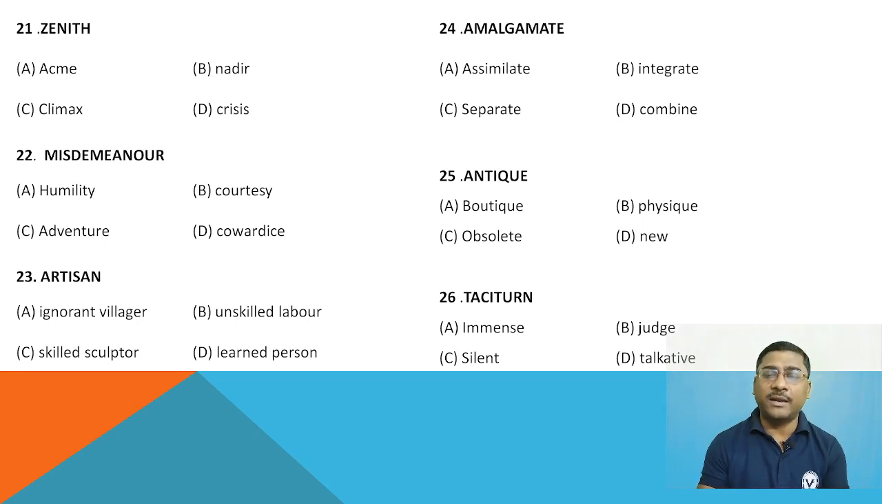Then antique. Antique means which is old, or which is interesting or peculiar in an old fashioned way, or something which is old but is attractive and interesting, that is antique. So opposite would be new. Boutique. Everyone knows boutique, where there's a collection of clothes and all that. That is a new kind of shop, we call it a boutique.